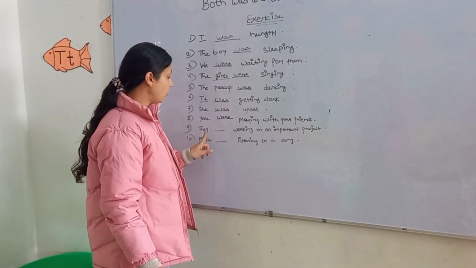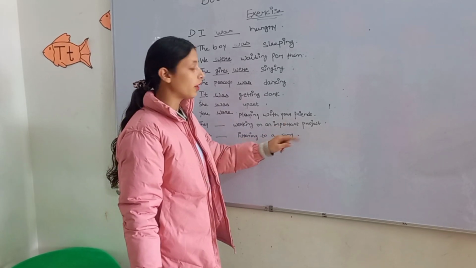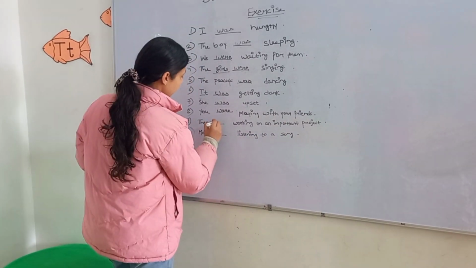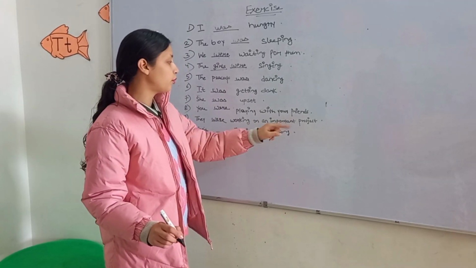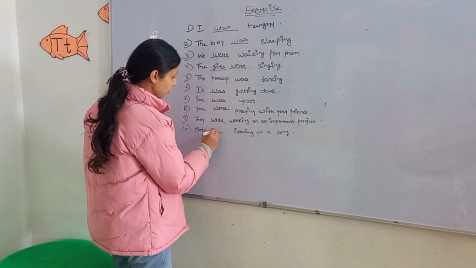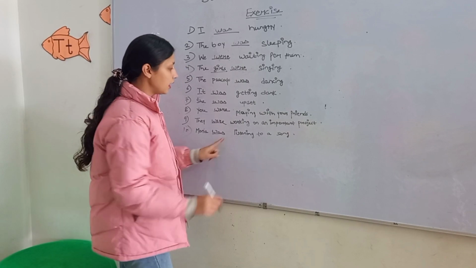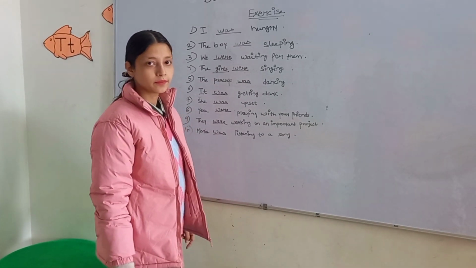Okay. Now they dash working on an important project. So we will write here were. They were working on an important project. Maria was listening to a song.